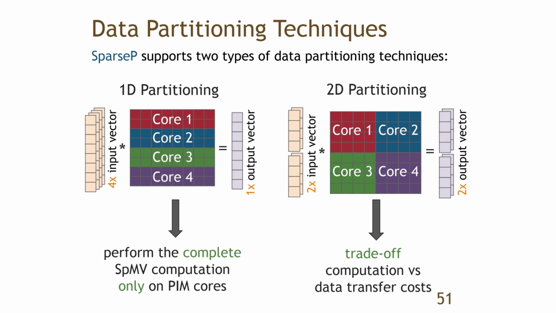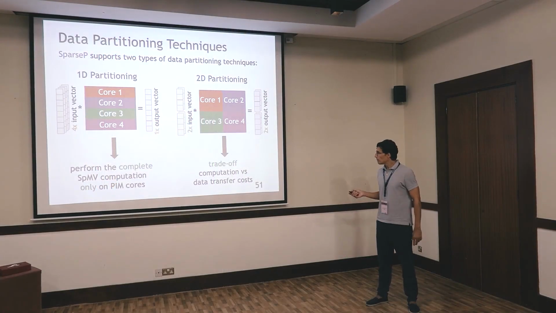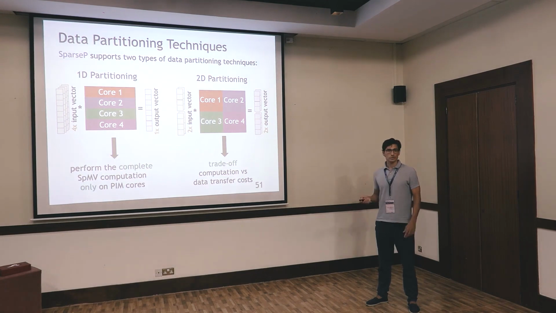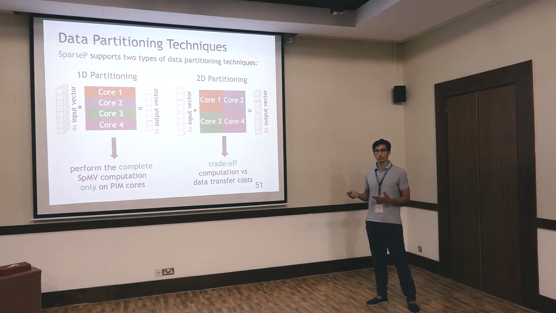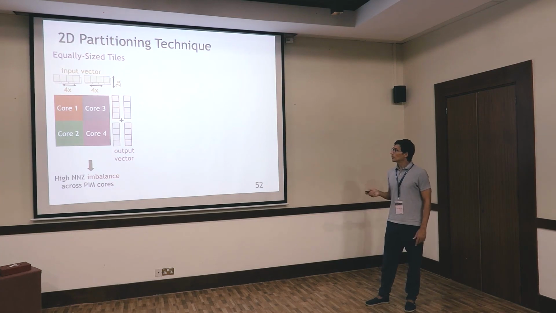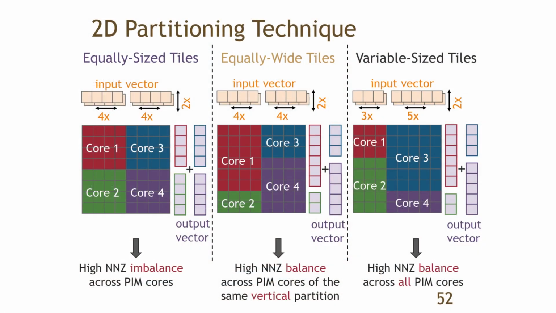In the case of 2D partitioning, we will have to do some merging of the output vector in the host CPU, but at the same time, we are trading off computation versus data transfer. We won't spend so much time on data transfers. And in 2D partitioning techniques, we try equally sized tiles, equally wide tiles, and variable sized tiles.